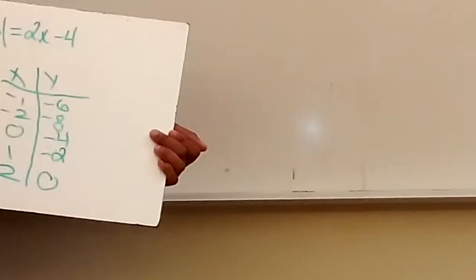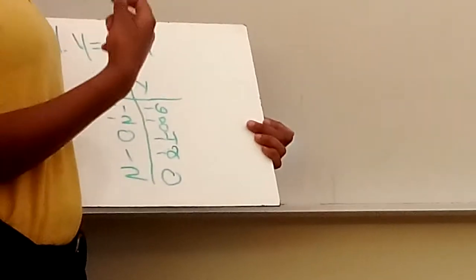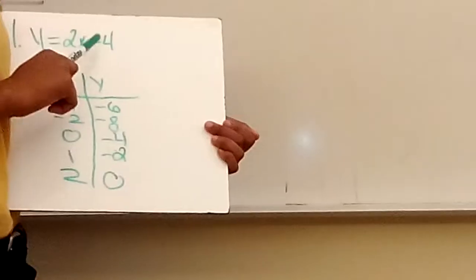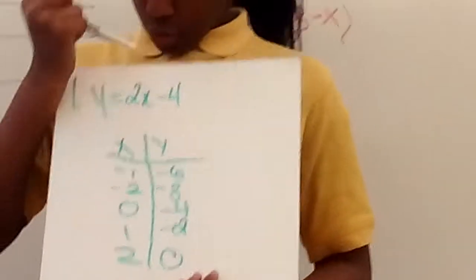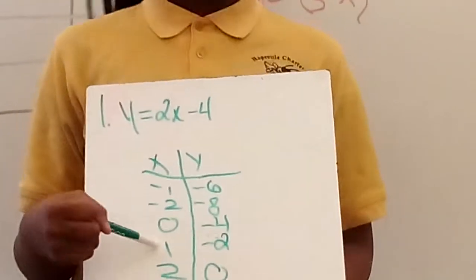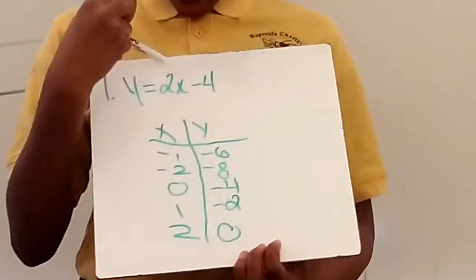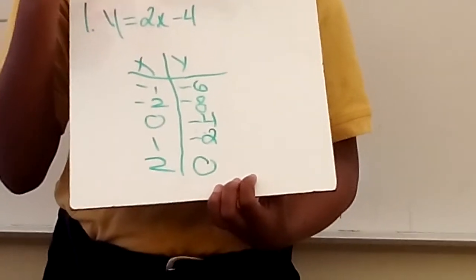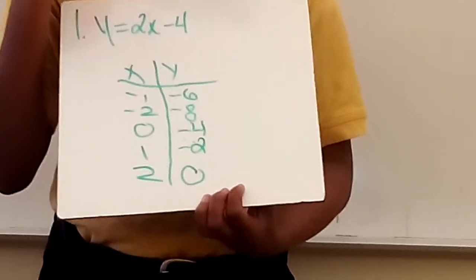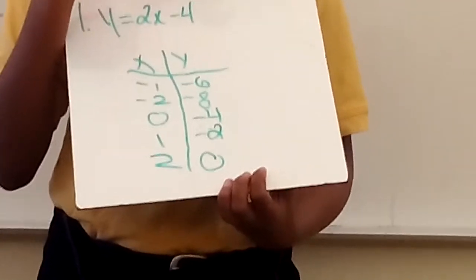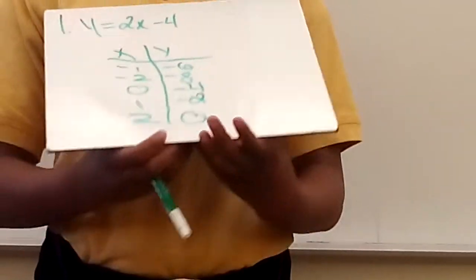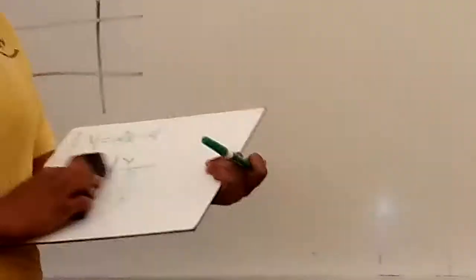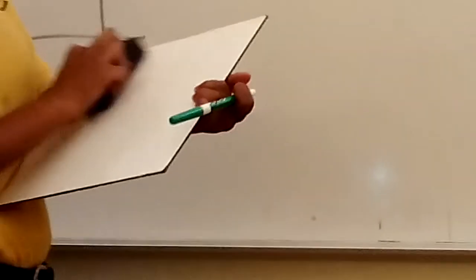2 times 1, which is 2. Then you subtract that from 4, which will give you -2. And then you do 2 times 2, which will give you 4. And you subtract that from 4, and give you 0. Okay, that's number 1. So now we're going to do same thing for number 2.